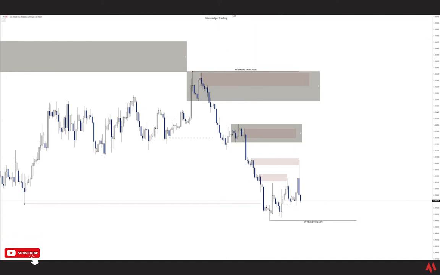Now, marking out our pricing on the 4H leg, we can see that this is our premium pricing on the 4H, where we might see a pullback up to the premium pricing before taking our continuation trades down to the 4H weak swing low.